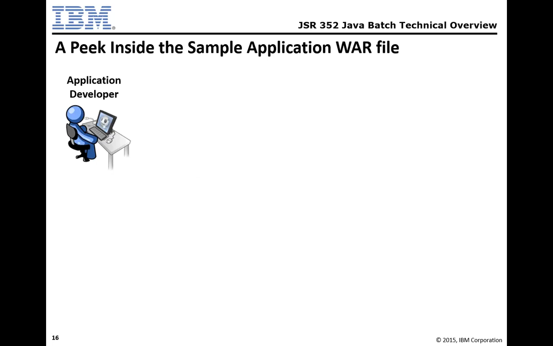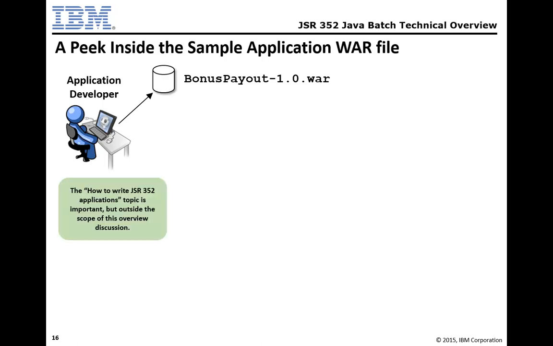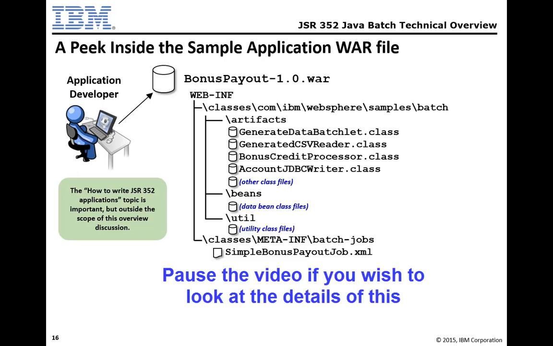Let's now take a look at how this sample application is packaged. We start with the Java developer. The application is written and packaged as a WAR file. The WAR file is what gets deployed into the Liberty Profile runtime. At this point, we should pause and let you know that we're not going to be going into the details of developing a JSR352 batch program. It's an important topic, no doubt, but these details are beyond what we're trying to do here in this technical overview. For now, just imagine the Java developer has done all the right things and an application WAR file is produced. The contents of the WAR file look like this.